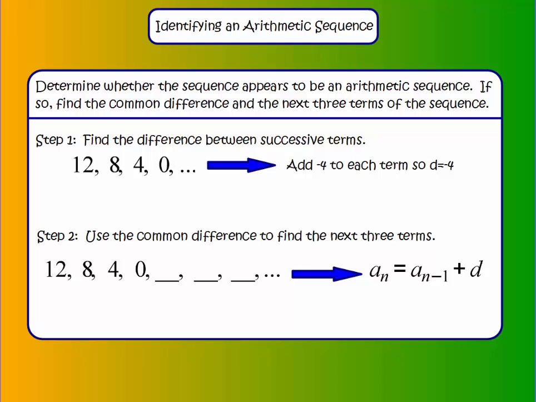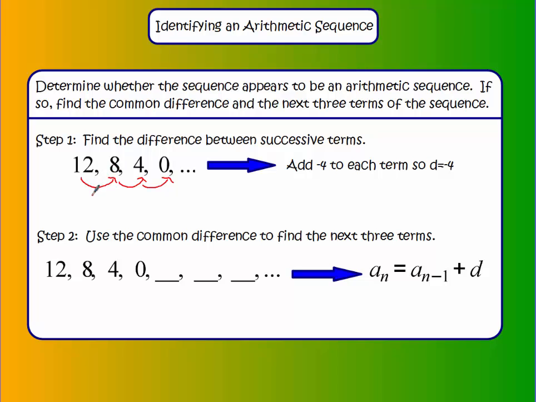Now it's important to notice these three dots right here, dot, dot, dot. That means this sequence continues to go in that direction forever. So let's see. Step 1, find the difference between successive terms. Okay, just a fancy way of saying let's find the common difference. So from 12 to 8, from 8 to 4, and from 4 to 0.